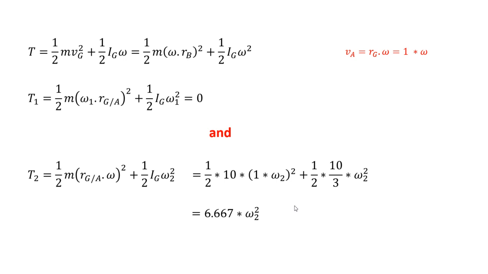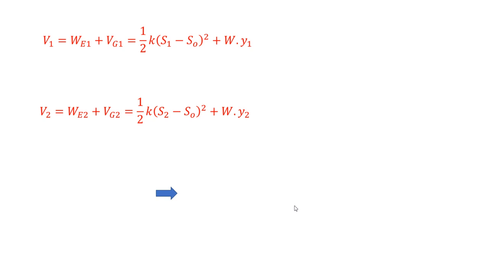Now we need to find the value for the V1 and the V2. So we said that both the elastic spring and the weight are going to do the work. So the V1 is going to be the work for the elastic work plus the V due to the weight, okay, for the first case. So in the first case, the elastic energy is going to be half multiplied by the spring constant K multiplied by the stretching of the spring, where the length S1 was 2 meter.